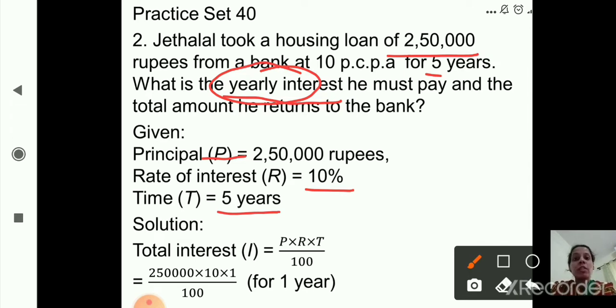So in the solution, the first one, total interest, that is I, is equal to P into R into T upon 100. This is the formula to find total interest. Now put the values. P is given 2,50,000, into R is 10, into T. I know it is given 5 years, but as it is asked in the question, we will first find the yearly interest for 1 year. So I am putting here 1 for 1 year, upon 100. This is for 1 year, so I have written 1.